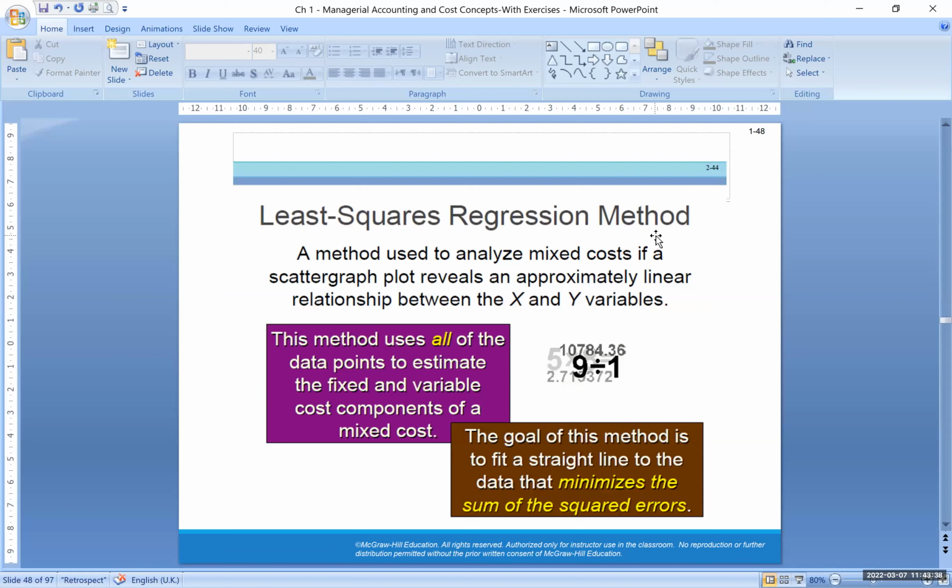The least squares regression model is a method used to analyze the mixed cost if a scatter graph plot reveals an approximately linear relationship between the x and y variables. This method uses all of the data points to estimate the fixed and the variable cost components for the mixed cost. The goal of this method is to fit a straight line to the data that minimizes the errors.